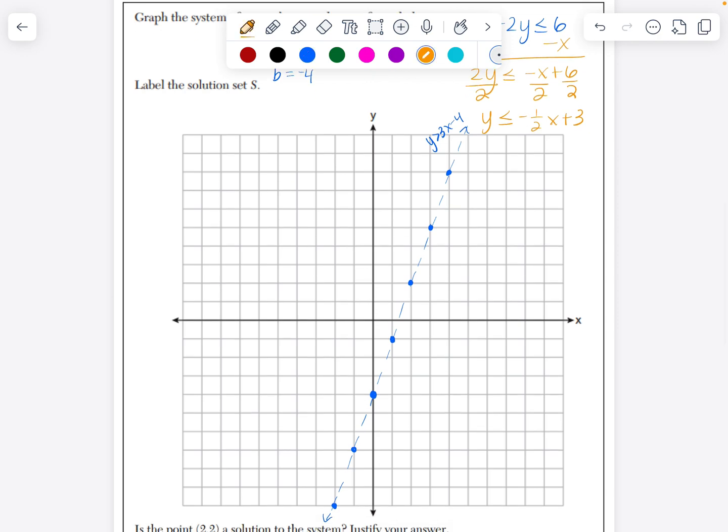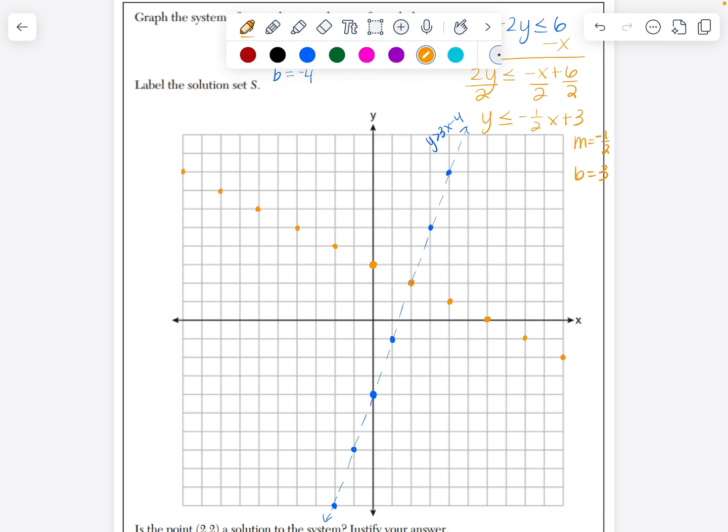I'm now going to take my other line. I've got an m value of negative 1 over 2 and a b value of 3. So I'm going to begin my line at 3 and follow my pattern down 1 to the right 2, down 1 to the right 2, and do that as many times as possible. Now going in the other direction, up 1 to the left 2. You want to fill up your graph as far as you can go.